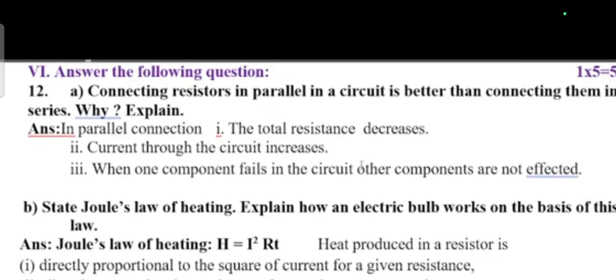Next, answer the following question for 5 marks. Connecting resistors in parallel in a circuit is better than connecting them in series. Why? Explain. Answer is this.